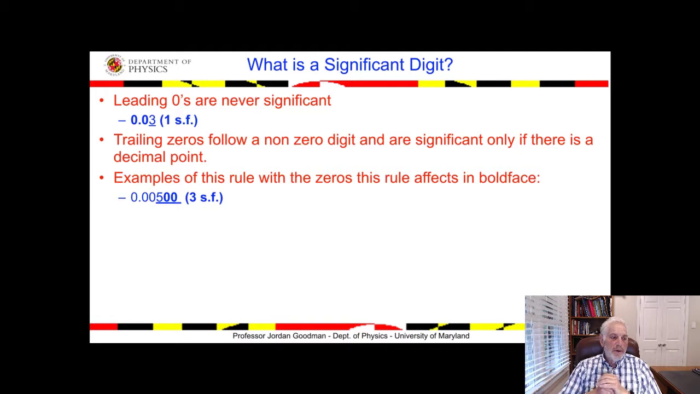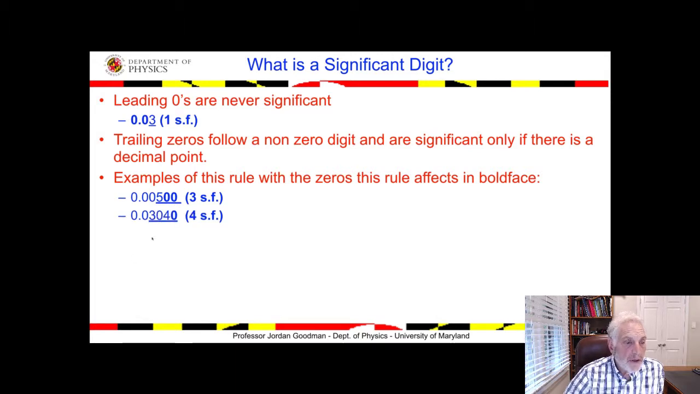If I take the number 0.00500, then the first three zeros here are not significant. The next digit is obviously a non-zero number and it's significant, and the two digits after it are significant because they're zeros following a decimal point and a digit. If I wrote this in scientific notation, I would write this as 5.00 times 10 to the minus 3, where I indicate that I have three digits of significance.